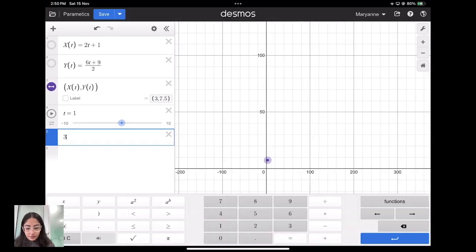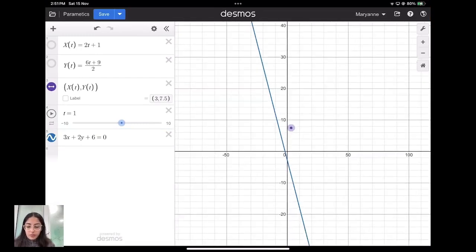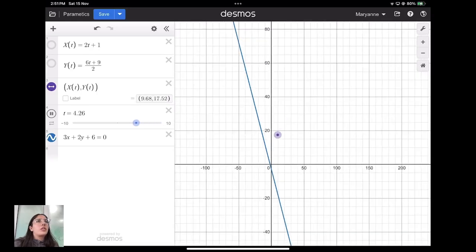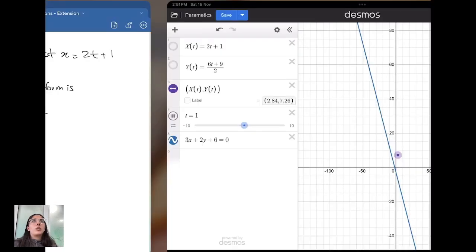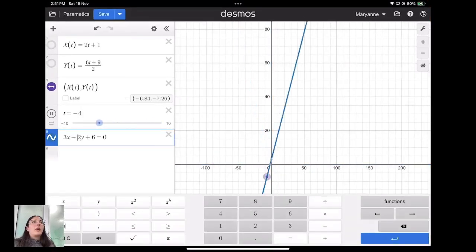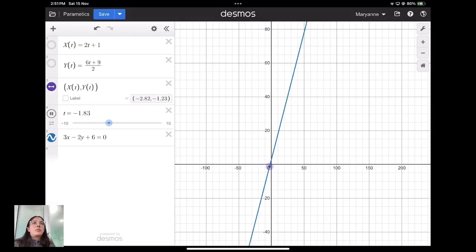3x plus 2y plus 6 equals 0. And that should graph a nice line for me. Now, already something is looking bad because my t is not at all doing what it's supposed to be doing. So I'm believing that we've done something wrong here. Let me just double check. No, we haven't. I just typed my Cartesian form wrong, so that should be a minus. Cool. And we can see that my parametric form is indeed tracing my Cartesian form, which is awesome. Okay, so that's exactly what we want.